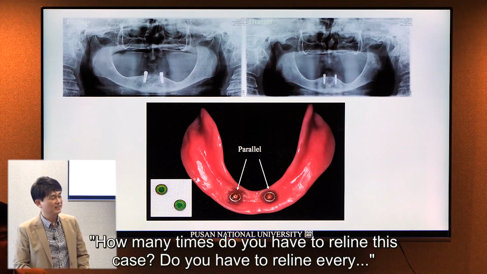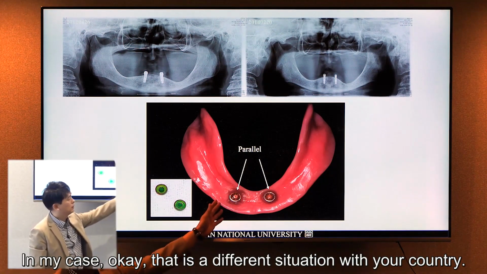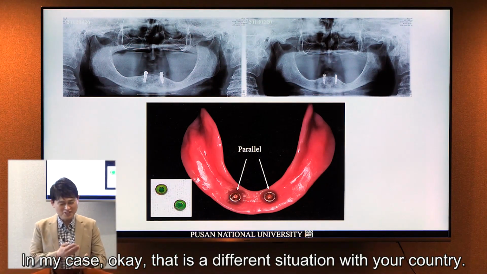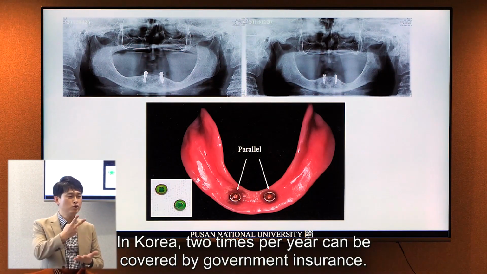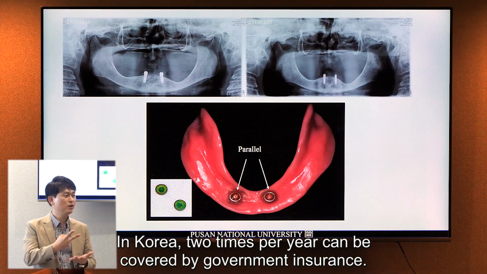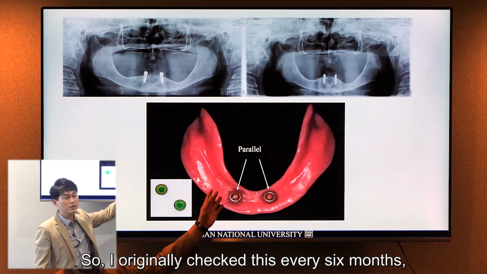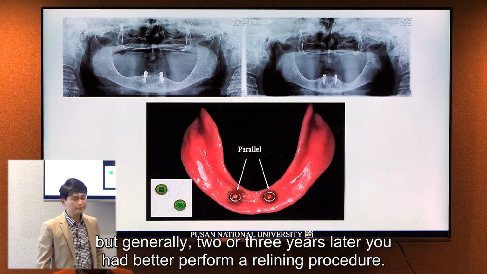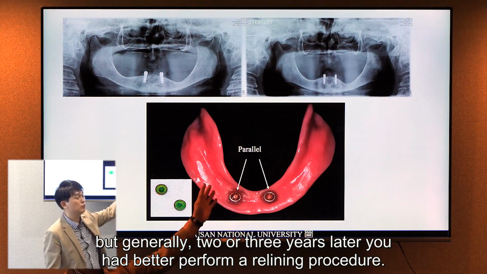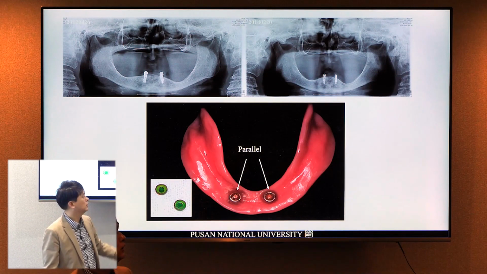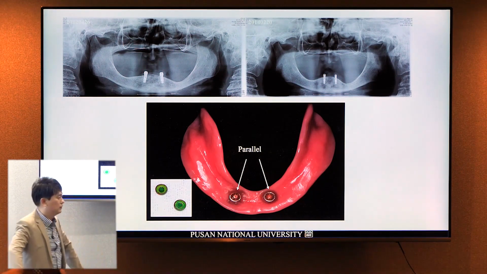How often do you have to reline in a case like this? In my case, that is a different situation from your country. In Korea, 2 times a year can be covered by government insurance, so I ordinarily check every 6 months. But generally, 2 or 3 years later, you had better do the relining procedure. Yes. So, okay.